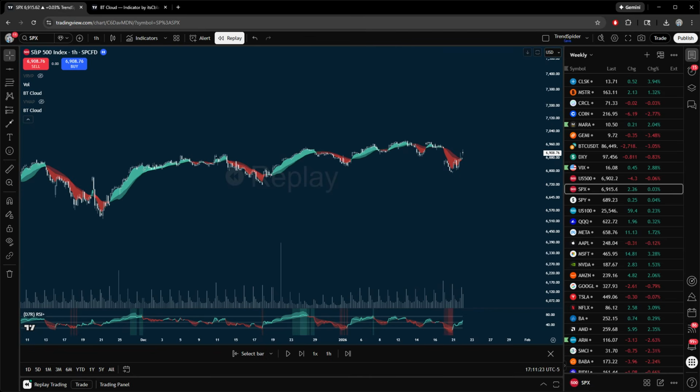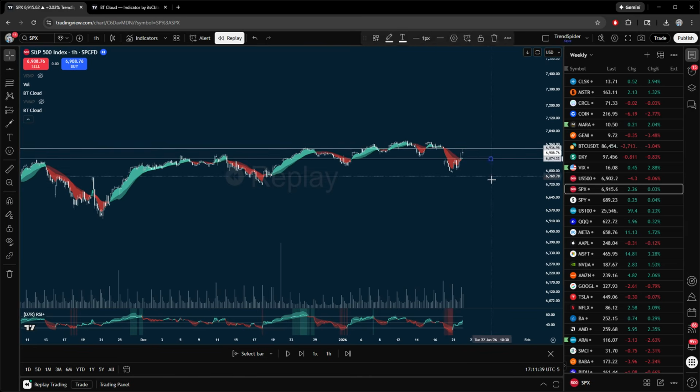Now I'm marking two key levels that will define our trading range today. I'm drawing a horizontal line at 6,935, which represents the upper end of our range, and another line at 6,870, which is the lower end. This range gives us a clear framework for today's price action. I also quickly check for any major news events or earnings that might affect today's trading. Today looks clean, so we can proceed with our normal strategy.